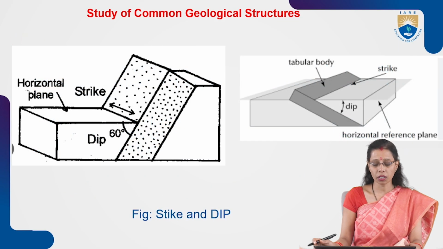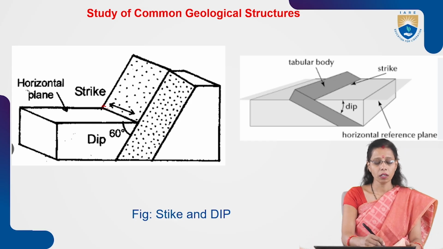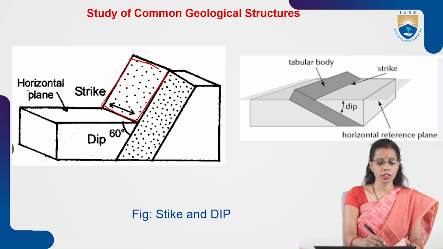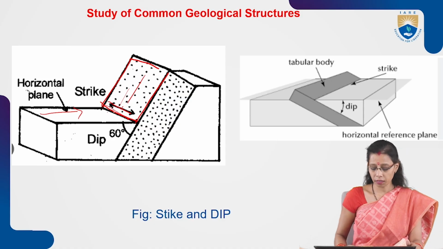In this picture you can easily identify it. Here you have a strike like this. This is the strike here. It's a horizontal plane, where you can see the line in this direction. This is the inclined plane which you can see here. That we call strike.